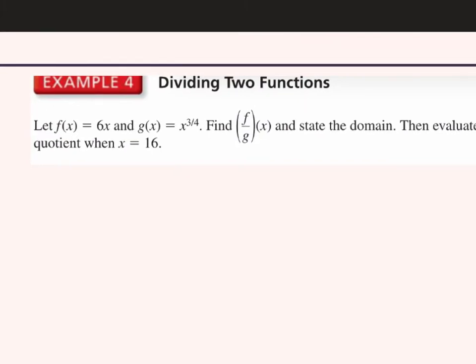So dividing two functions, we need to find f over g of x. So we just take our function f, which is 6x, and put it over x to the power of 3/4. Now we need to simplify. We have an x on top and x on the bottom. We're dividing. How can we combine these x's together?